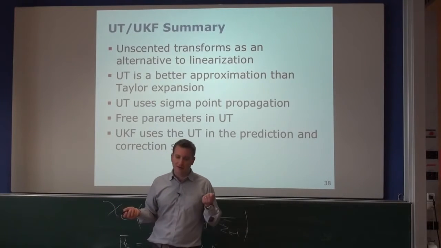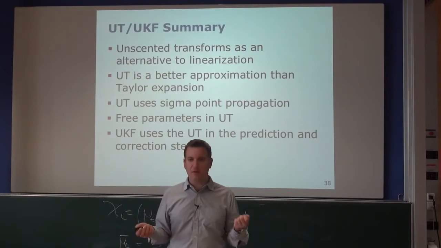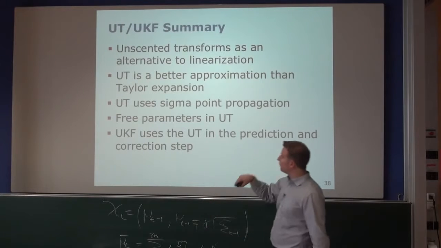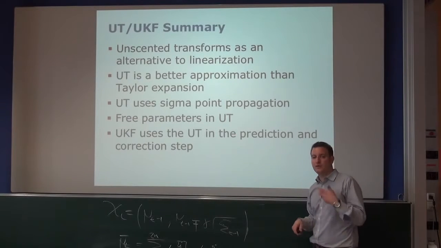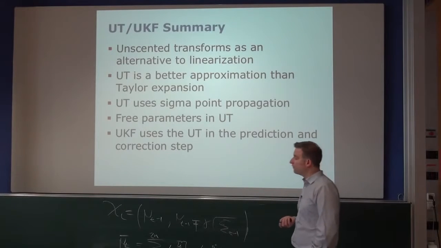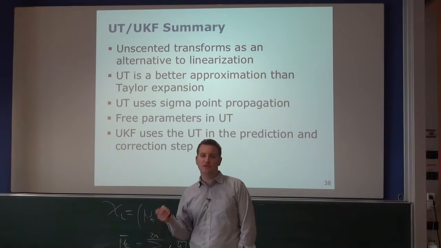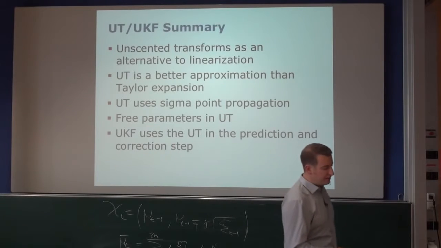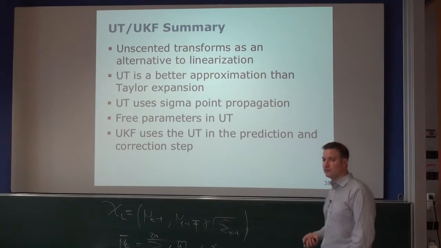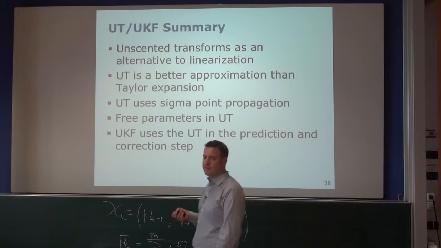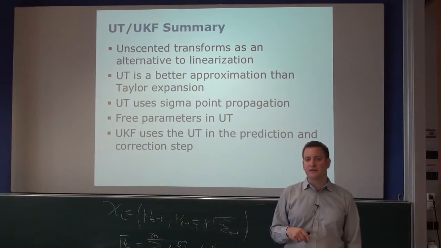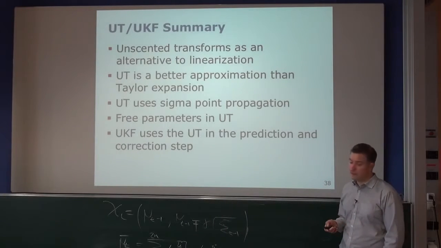Sigma point number 0 is the mean, and then it adds additional points to that and propagates these points through the nonlinear function and obtains a Gaussian estimate. There are 3 parameters in the unscented transform, because there's no unique solution for how to set the weights and how to set the sigma points. We can use the unscented transform in the prediction step and in the correction step of the EKF, and then we obtain something which is typically called the unscented Kalman filter, UKF.